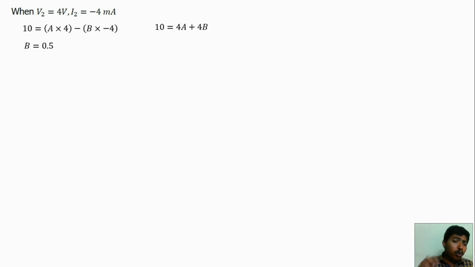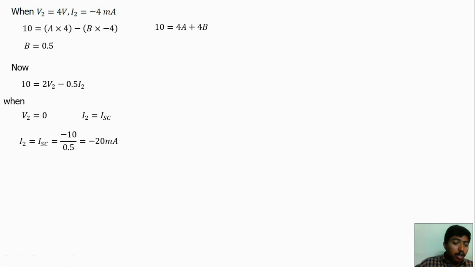Because A value is already known, 2. Now substitute these A and B values in the characteristic equation, we will get 10 is equal to, V1 is 10 volt, so 10 is equal to AV2, 2V2 minus B value 0.5 I2. But our objective is to find the I2 value when V2 is equal to 0. Substitute this condition, when V2 is equal to 0, what is the value of I2? Here 10 is equal to minus 0.5 I2, we will get minus 20 milliamps. Short circuit current is known.